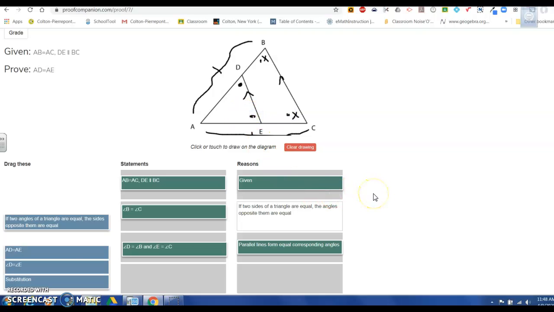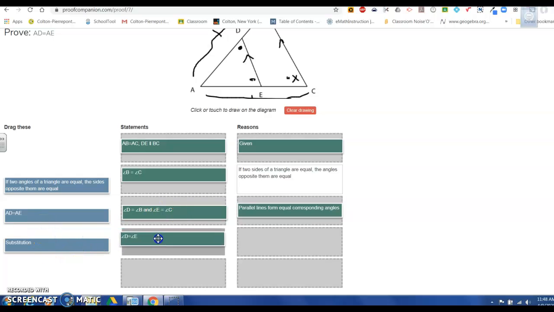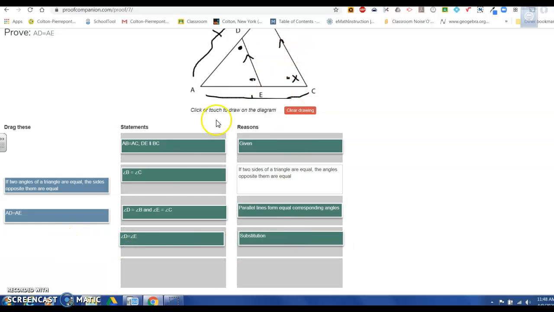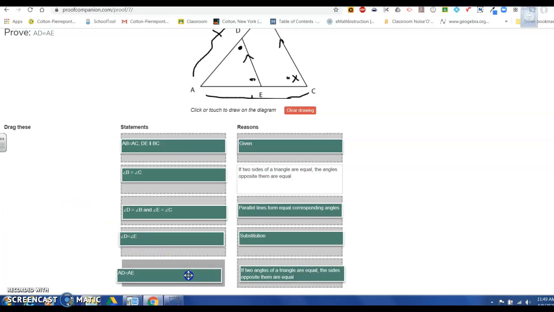Now I have that those angles are congruent, and I know B and C are congruent, and I know D is equal to B and E equal to C, so can I say that D is equal to E by substitution? Yep. So D is equal to E right there by substitution. And then if two angles of a triangle are equal, the sides opposite are equal is my reason. So I just proved that D and E are equal, so that means that AD and AE must be equal. That is the statement. That is the reason.